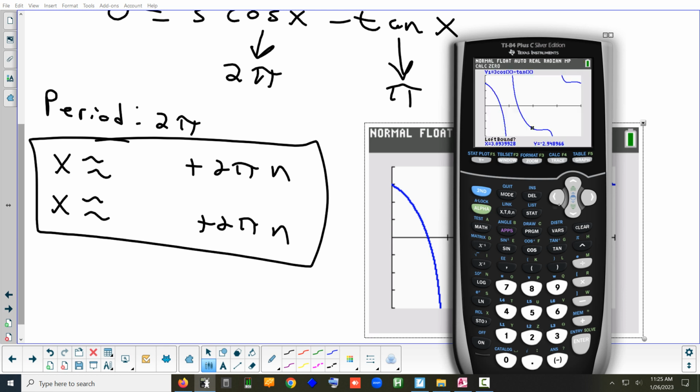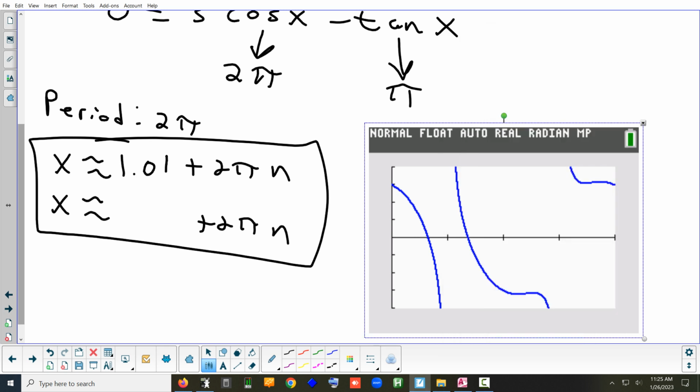Count 0. No zooming required here. It's pretty clear. It's 2 answers. Okay, so your first one is 1.01. And your second one is 2.13. There you go. Plus 2 pi n on each of those.